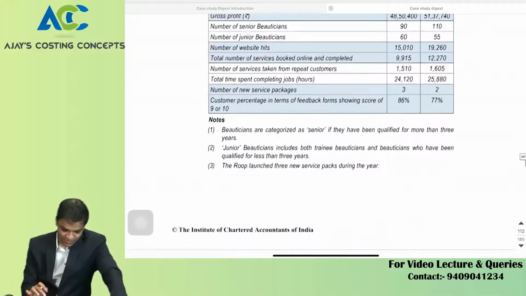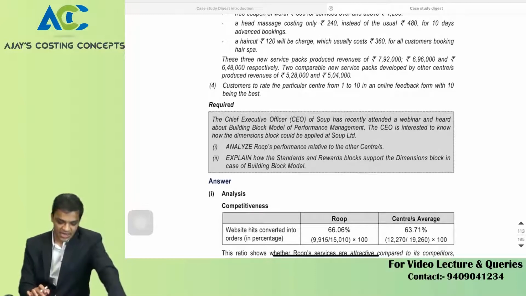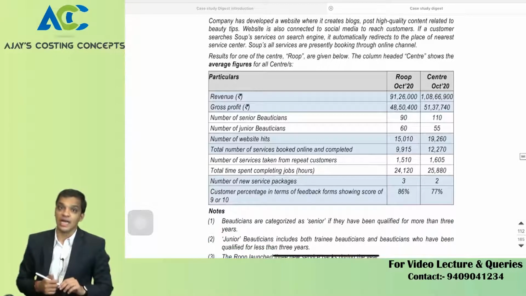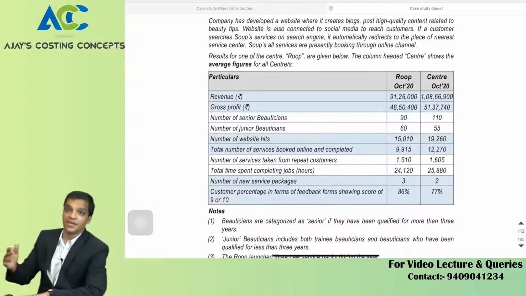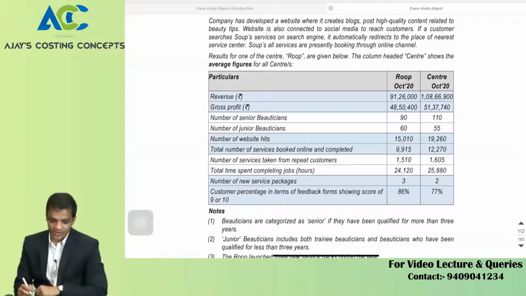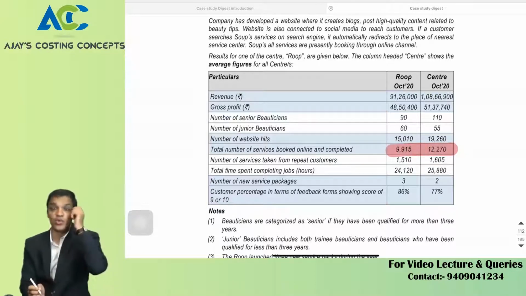See, if you read the question before we move further, it is a question of building block model. And what they are asking is to analyze ROUP as related to other centers and explain how the standards or reward blocks support the dimensions block in case of building block model. So we are required here to evaluate how our performance compared to other centers that the group is doing. If I read this, the total number of customers that we have served is 9,000 as compared to 12,000.